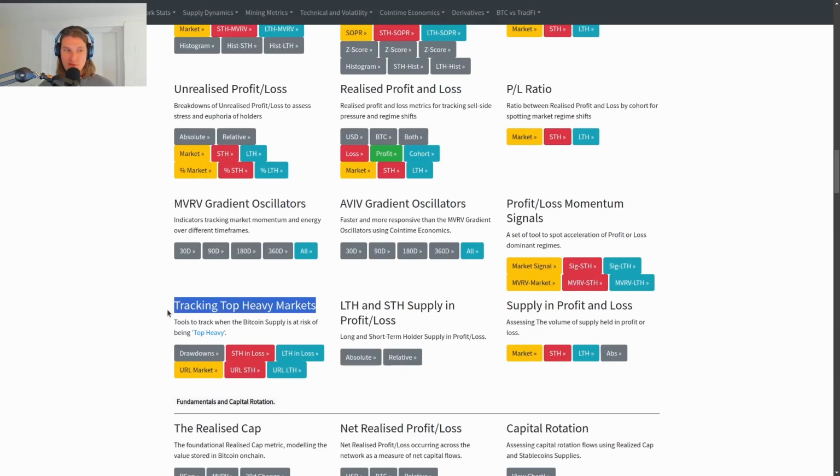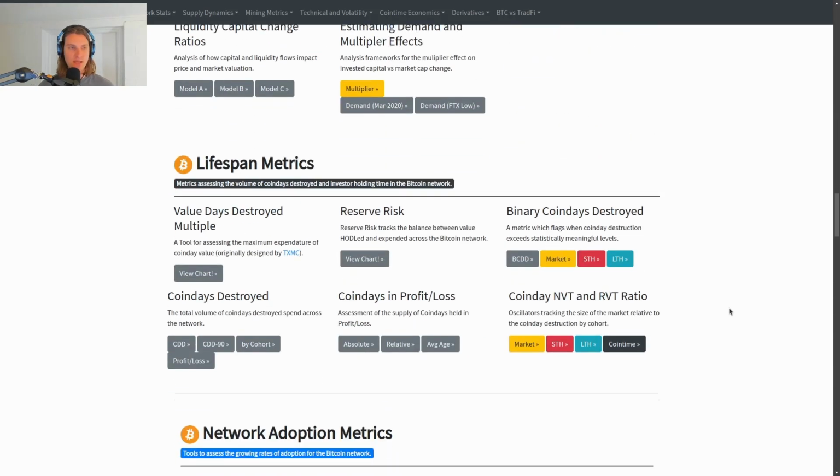We've also got some more advanced tools down here like tracking top heavy markets. These are structured in a way to try and get the insight as quickly as possible. So you'll find a lot of value in these types of metrics and sets.